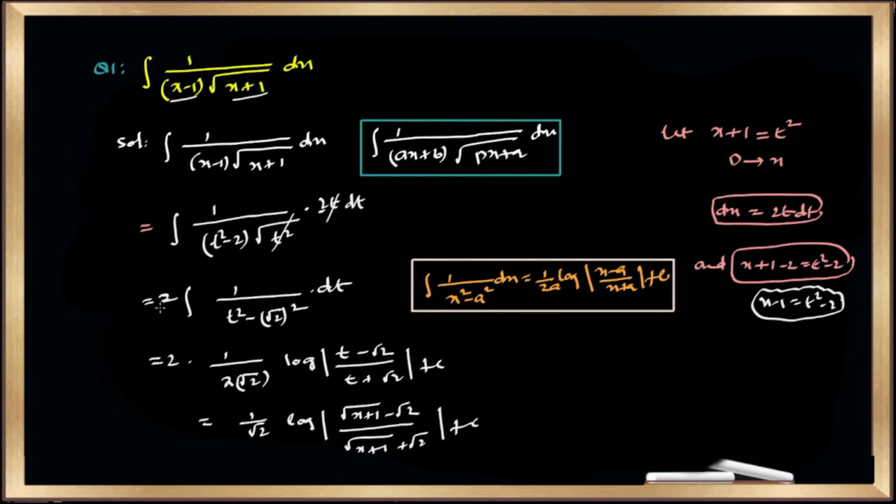We are taking 2 outside: 2 times integral 1/(t²−2). We write 2 as (√2)², since the root and square get cancelled. This is in the form of 1/(x²−a²), and its integral is 1/(2a) log|(x−a)/(x+a)| + c. So 2 times 1/(2a), where a is √2, gives 1/√2 log|(t−√2)/(t+√2)|. Now we have to put the value of t. What is the value of t? We have taken x+1 equals t², so t is √(x+1). In the place of t, we put √(x+1).